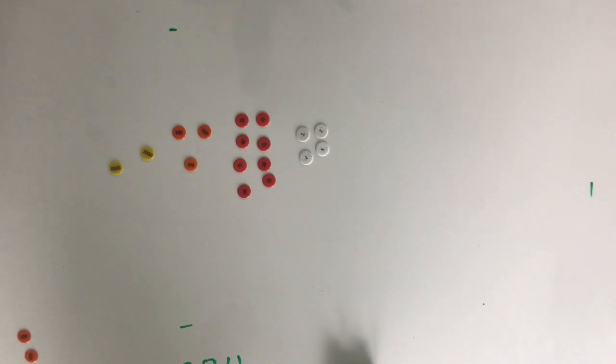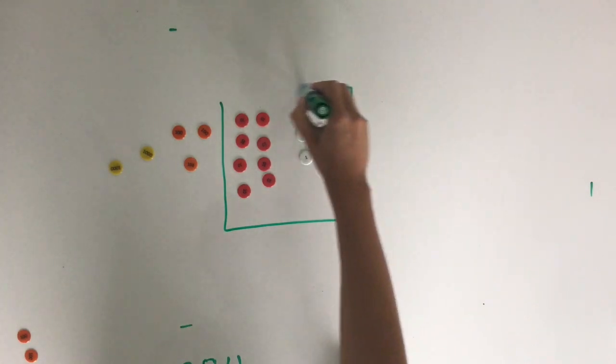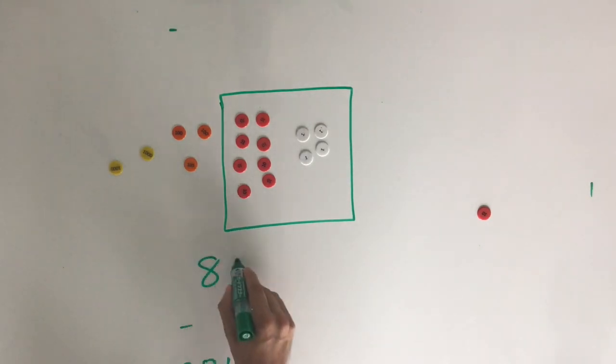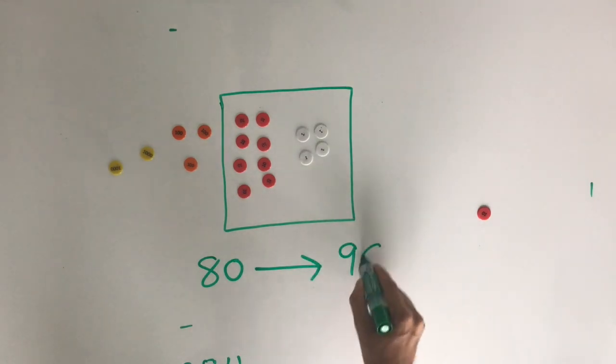We have 2,384. Remember, we're still rounding to the nearest 10, so we are only looking at the numbers in the tens and the ones. It's really important that we know which 10 we have and which 10 is coming next. So here we have a value of 80, and when we add a 10, it gives us a value of 90.